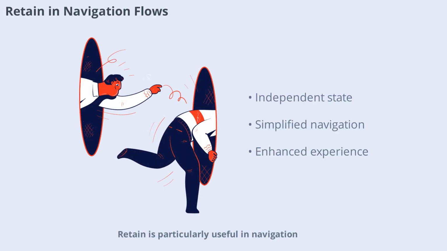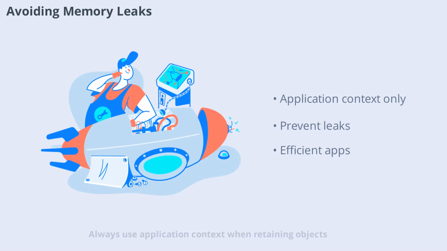Retain is particularly useful in navigation flows where screens need independent state. By scoping state to individual composables, you avoid unwanted sharing and ensure that each screen maintains its own state. This approach simplifies navigation and enhances user experience. Always use application context when retaining objects. Avoid retaining references to activity, view, fragment, or context, as this can lead to memory leaks. Following this best practice ensures that your Compose apps remain efficient and leak-free.